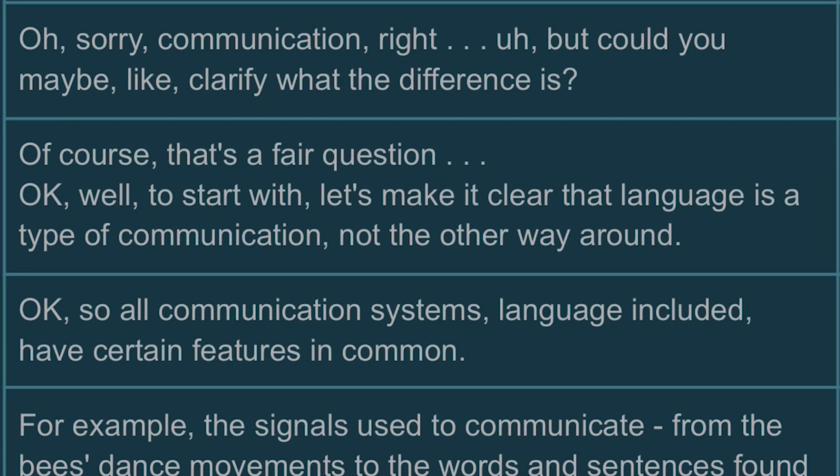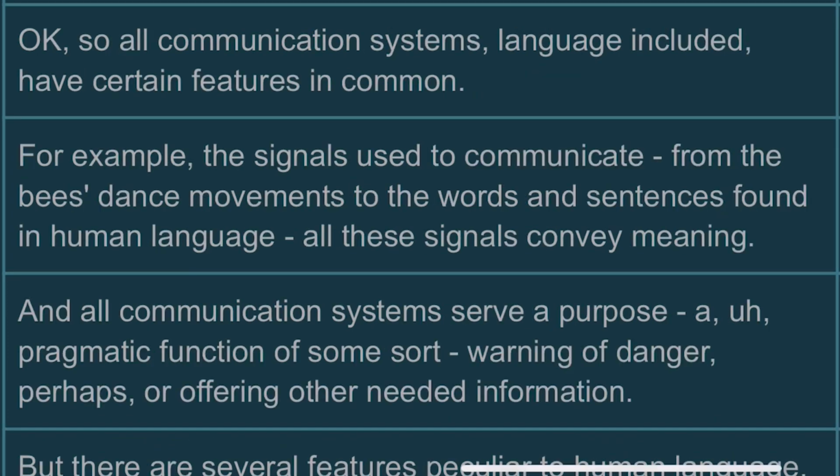Oh, sorry, communication, right. But could you maybe clarify what the difference is? Of course, that's a fair question. Okay, well, to start with, let's make it clear that language is a type of communication, not the other way around. Okay, so all communication systems, language included, have certain features in common. For example, the signals used to communicate, from the bees' dance movements to the words and sentences found in human language, all these signals convey meaning.